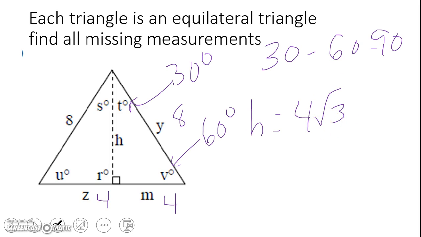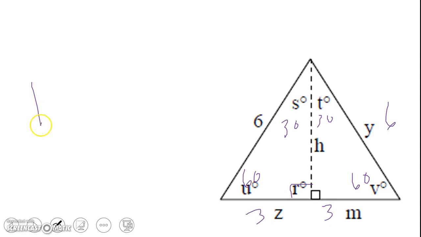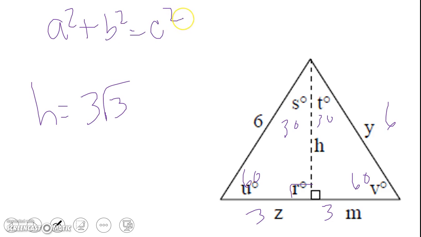Okay? And again, 60 over here, 30, and then of course 90 as well. Alright? So when we get to the second one, again 60, 30, 30, 60, 90, 6, 3 and 3, and then your h should have been 3 root 3, which you can use a squared plus b squared equals c squared if you need to, and see that you have the square root of 27.